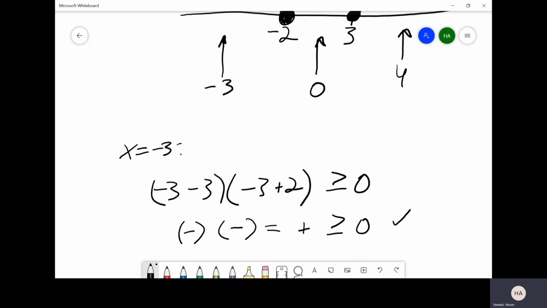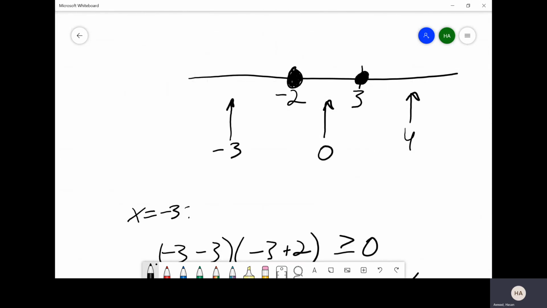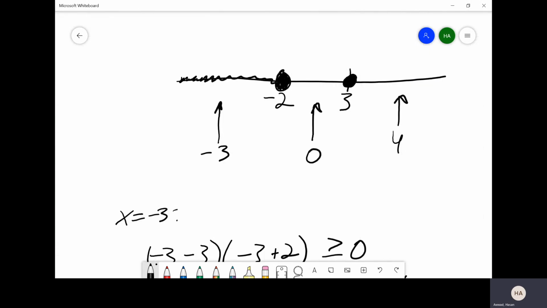We have now shown that the leftmost interval from negative infinity to negative 2 will in fact make our inequality true. So all of these numbers here are going to be good. Okay. All right. Solid. So moving forward, we'll go ahead and put a plus sign, just so we understand and keep track that that interval makes our inequality positive.